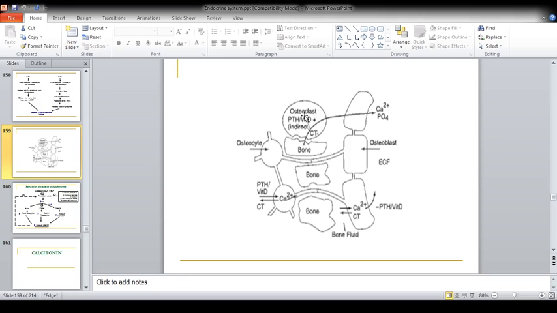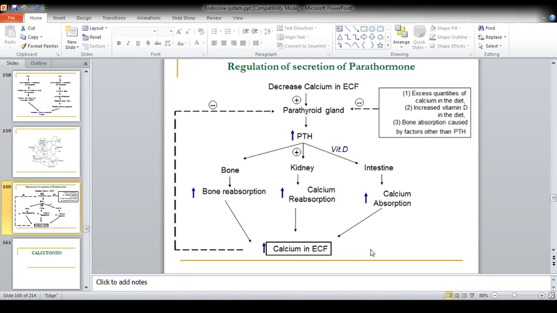Parathyroid hormone is attaching to the bone, acting on the osteocyte and the osteoblast, activating the calcium channels in the membrane and throwing out the calcium and phosphate into the extracellular fluid. Okay, so this is another representation of the action of parathyroid hormone.